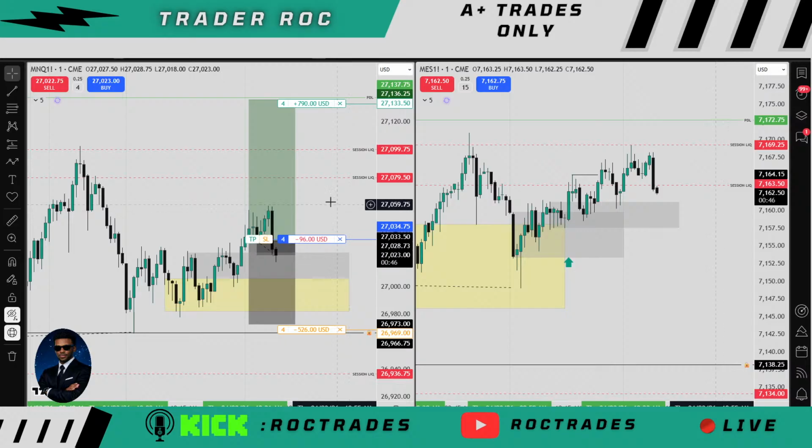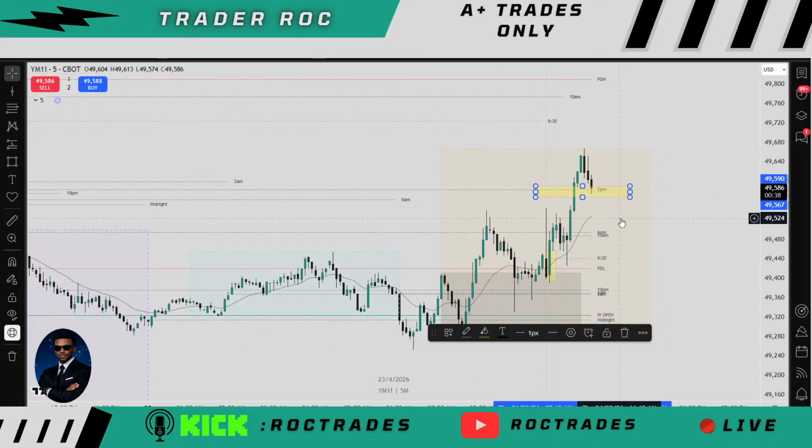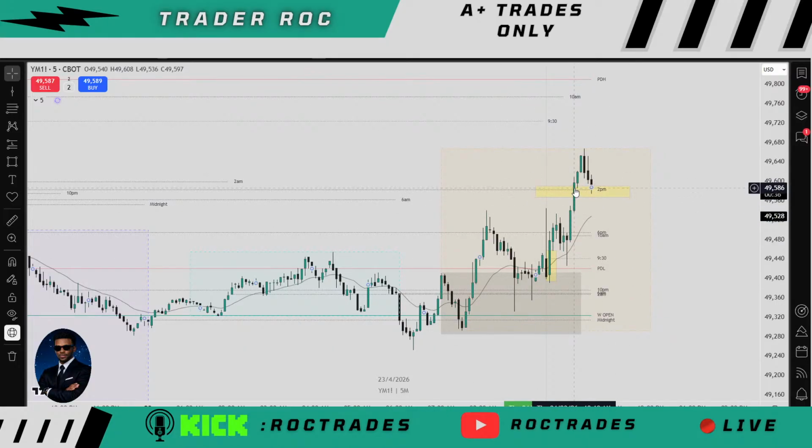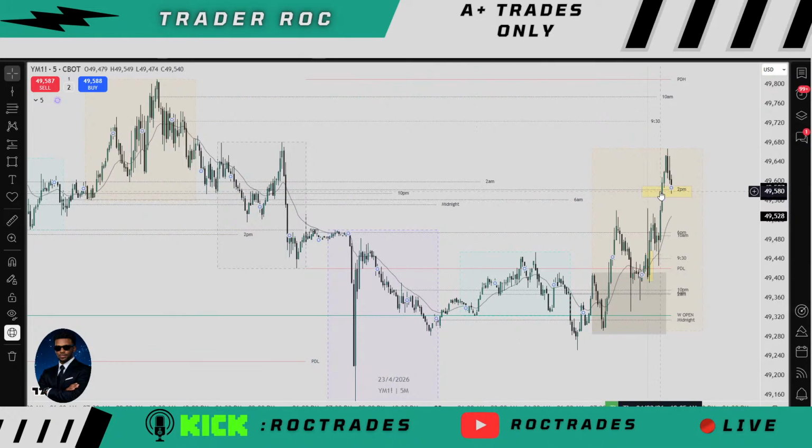And that's the name of the game. 2 p.m. Wouldn't be surprised if this level is used as support, right? You align this fair value gap with this 2 p.m. price, and you may see a very aggressive move higher.